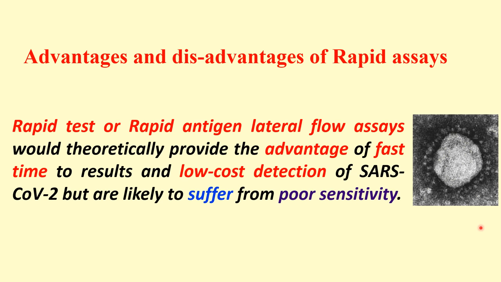Now, this slide is describing the advantages and disadvantages of rapid assays. Rapid antigen lateral flow assays, as I have described them previously, have advantages and disadvantages. The first advantage is that they are fast, you can get a result in a short time, up to 8 to 10 minutes, as I have described previously. Also, these rapid tests are cheap and not expensive. So we call them a low cost detection of SARS-CoV-2 or coronavirus COVID-19.